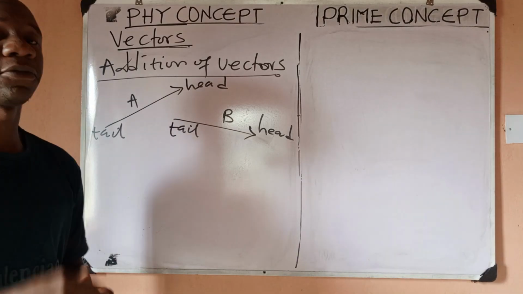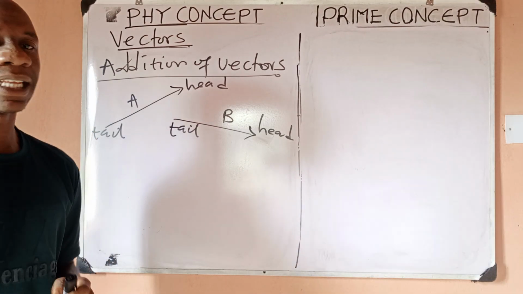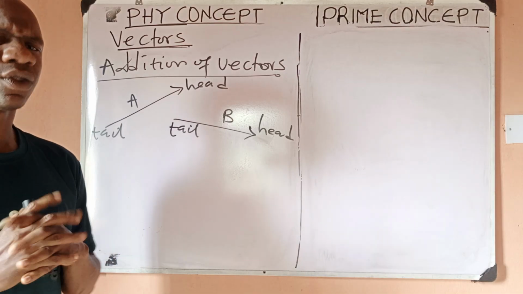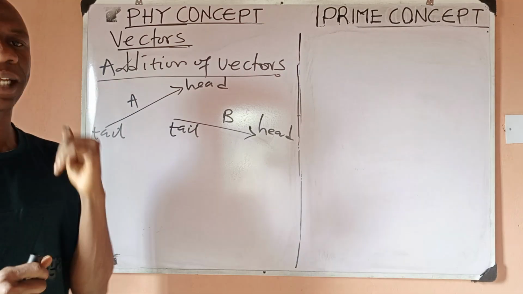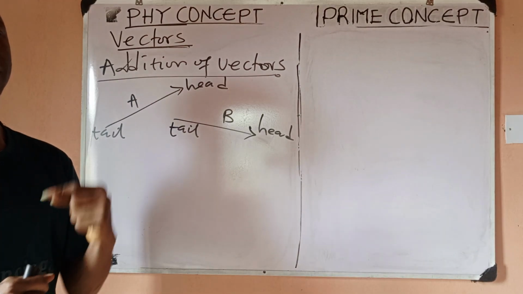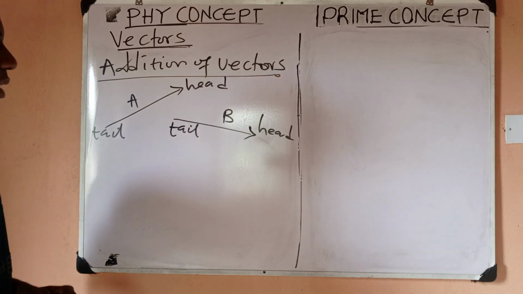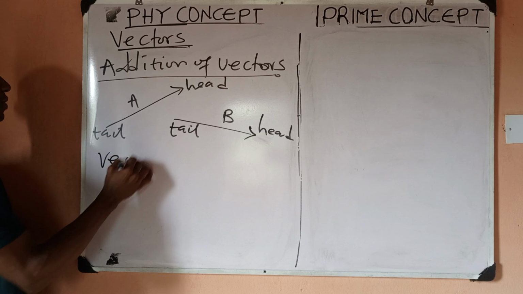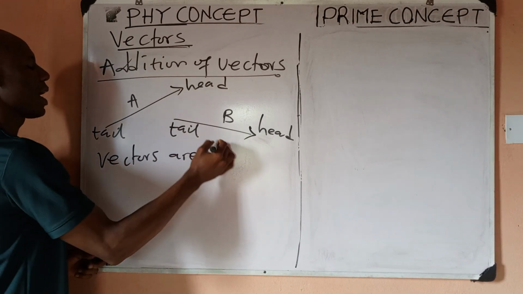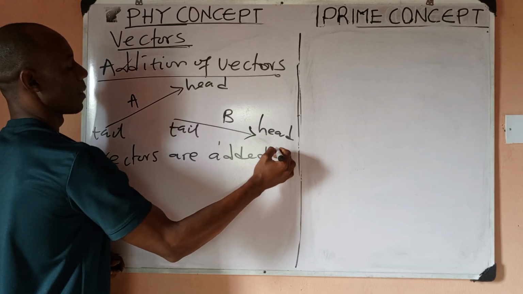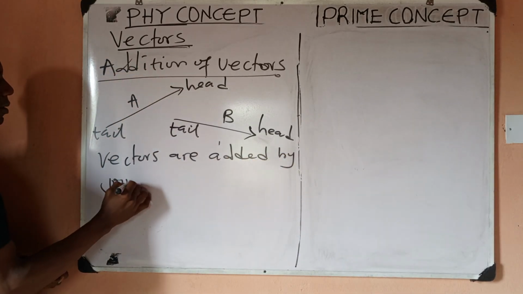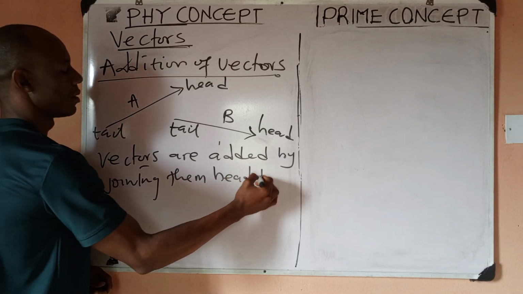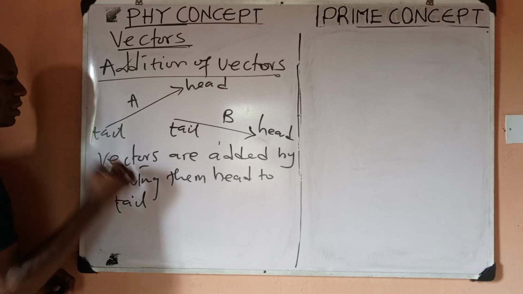So how do we add vectors? Vectors are added by joining them head to tail. You add two vectors by joining them head to tail, and then you join from the tail to the head of the next one. That becomes the addition. So let me write it first. Vectors are added by joining them head to tail. So this is very important.